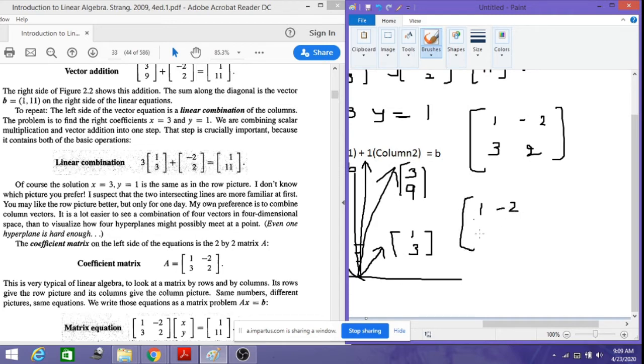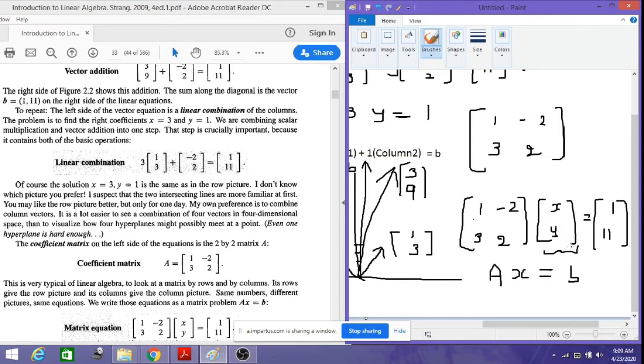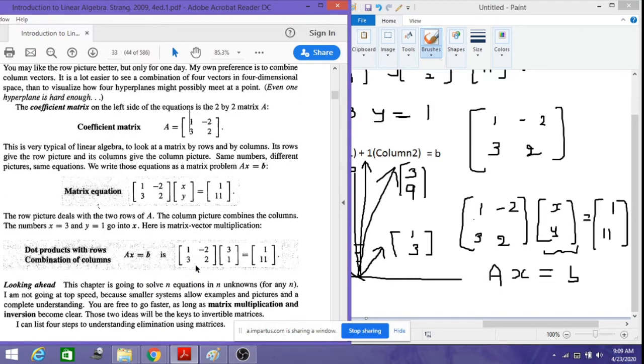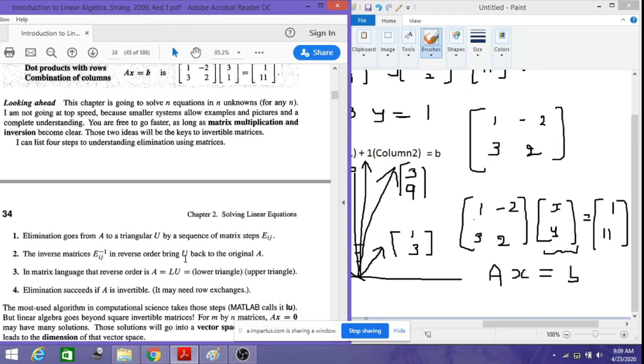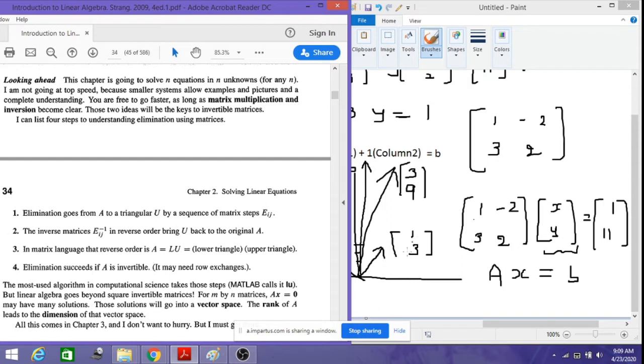This is 1, minus 2 and 3 and 2, and the unknowns we will write in a column, so that is x, y equals 1 and 11. So in general we will write this as A into x equal to b. So x is nothing but these unknowns, which are written in column form, and we generally call it x, and these coefficients are nothing but A, which is equal to b. So here our main interest is to solve the matrix by the elimination process.